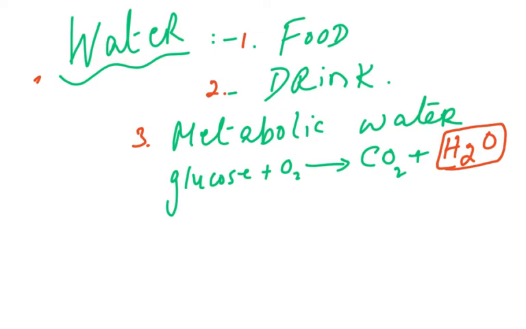Then the third source is metabolic water. When aerobic respiration takes place in your body cells, in every cell of your body, glucose and oxygen combine to give you carbon dioxide and water. This is a gain of water. And there are some animals like desert rats, they don't drink any water. They get all their water from this chemical reaction in their body.